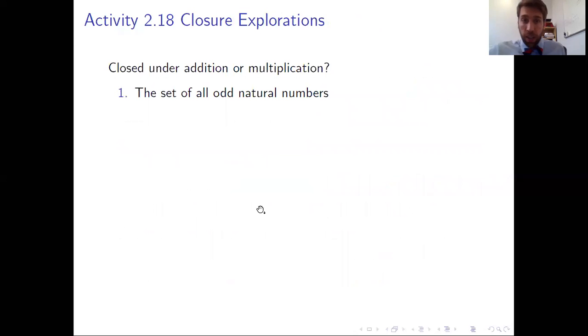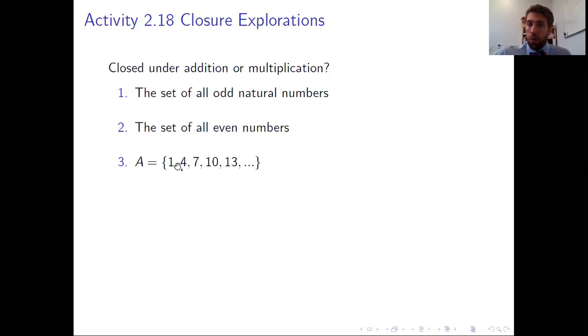Okay, now activity 218 asks whether certain things are closed under addition or multiplication. So the set of all odd natural numbers. Okay, so odd numbers, if you add 2 odd numbers, what do you get? You get an even number, so they're not closed under addition. But if you multiply 2 odd numbers, you get an odd number, so they're closed under multiplication. Instead of all even numbers, well, an even plus an even is an even, so they're closed under addition, and an even times an even is even, so they're closed under multiplication.